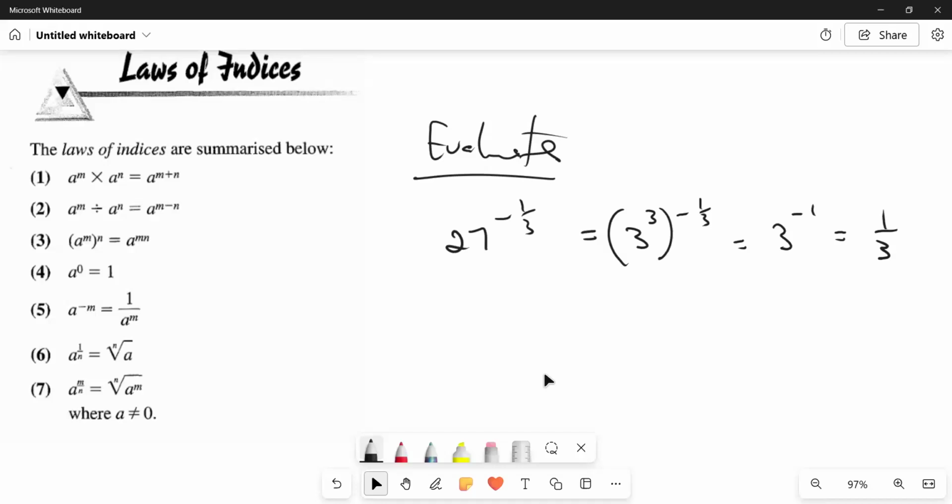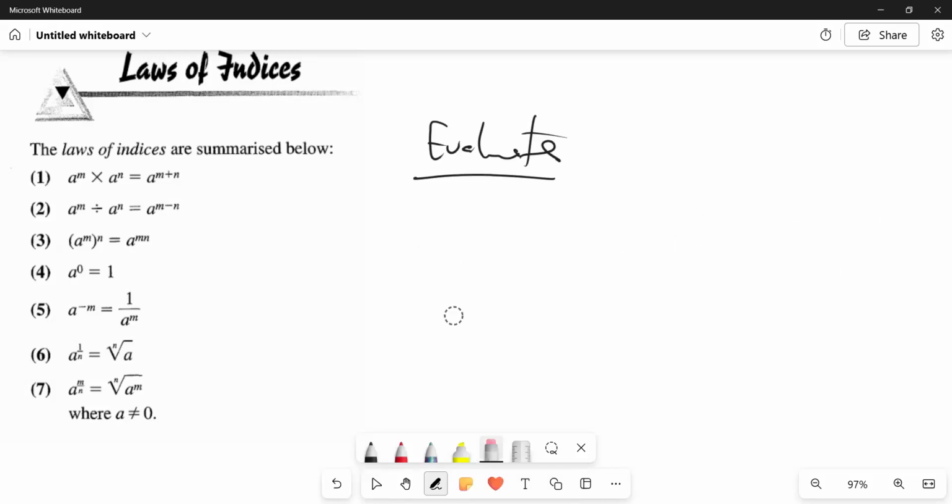Follow that one? Tricky? And I can go on and on and on, there are an infinite amount of things you might want to simplify using indices. I can't show you all of them, right? You have to practice. Let's do another one. Okay, 125 to the minus 2/3, right? Again, you want to see 125 as what? 5 cubed.